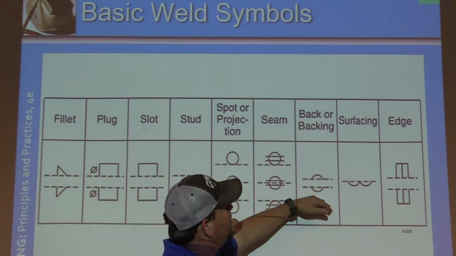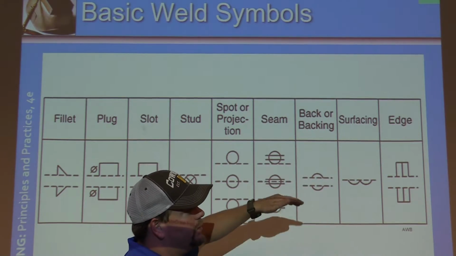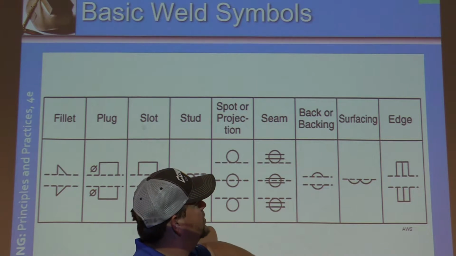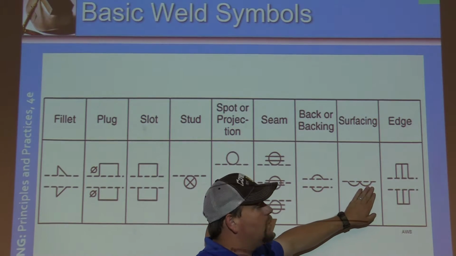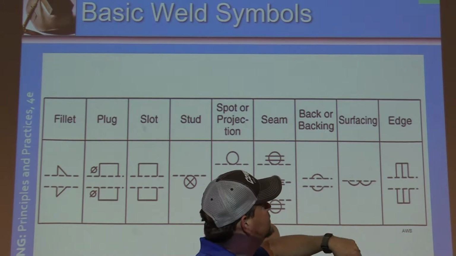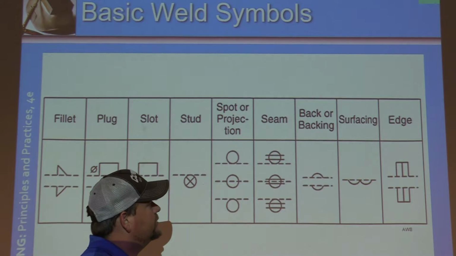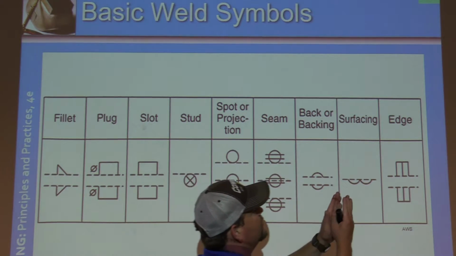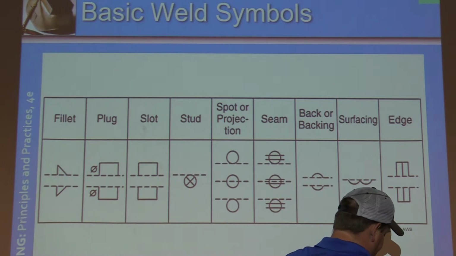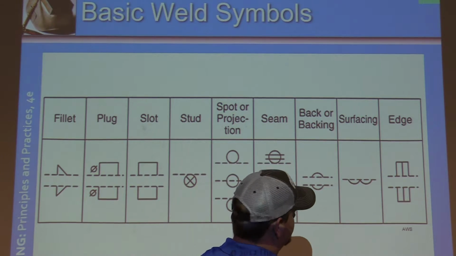A backer or backing weld. Now here in a few minutes I'm going to explain backer and backing, and I'm going to help you understand how you know which one is what. Alright? The surfacing weld is always on the arrow side. You always point to the side you want surfaced. Edge. This will be on an edge piece right there. Okay? So you can see it looks like two pieces stacked like this. You're welding along the edge of the top sides. Alright?